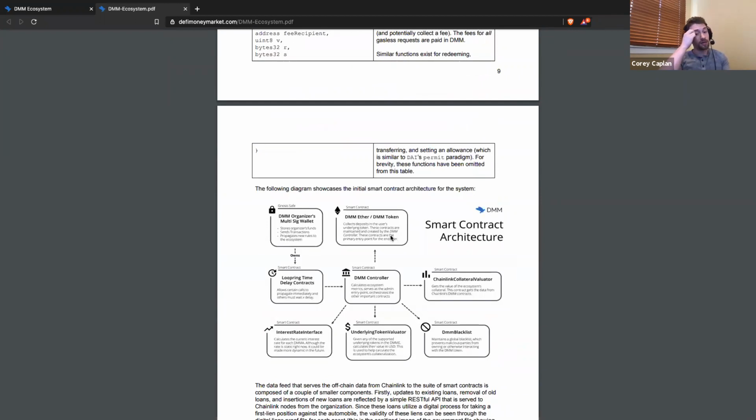This smart contract architecture diagram is a bit out of date now at this point, just because the organization's multi-signature wallet doesn't strictly control the ecosystem anymore, rather the DAO does. So this would need to get updated, but otherwise though, everything else from a non-ownership perspective still stands.